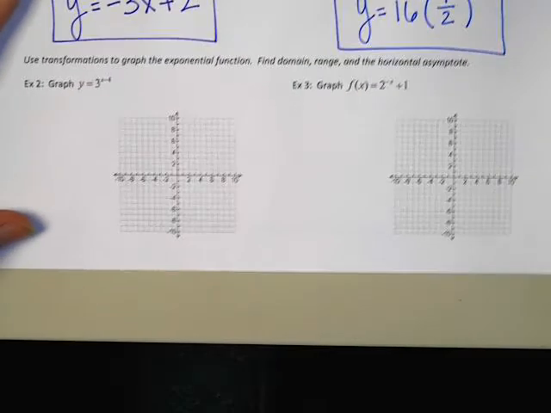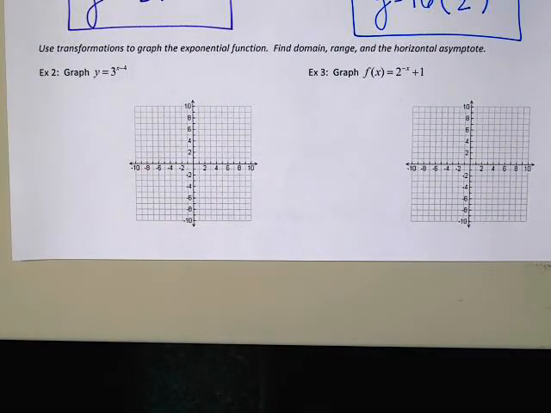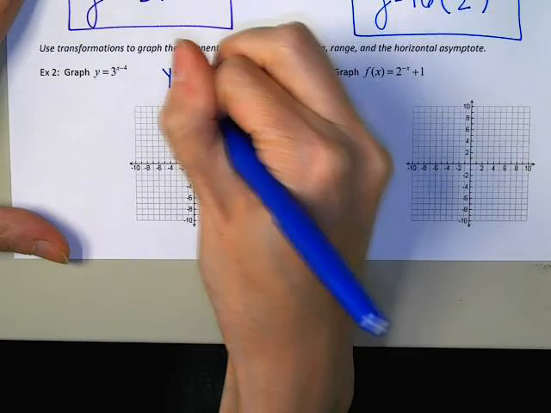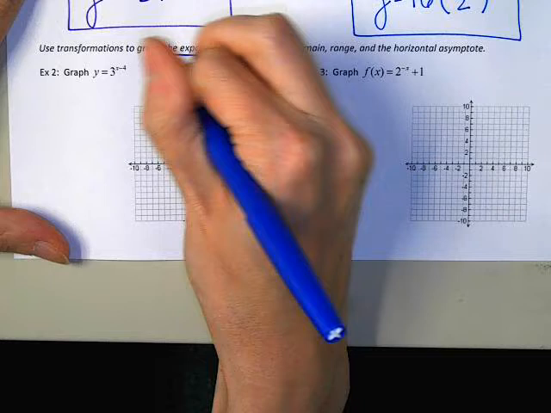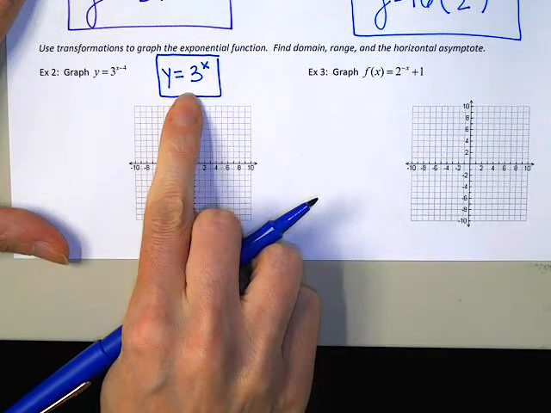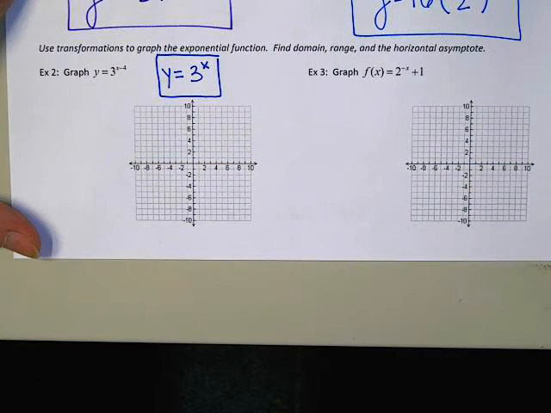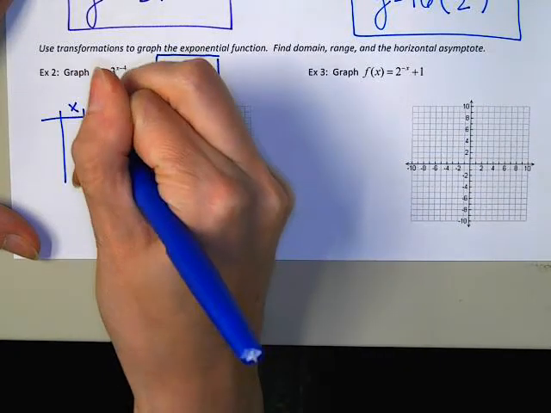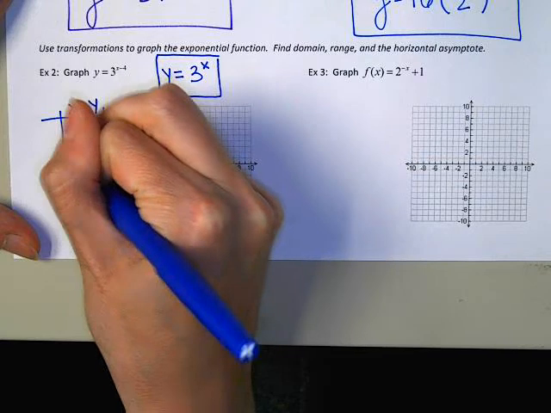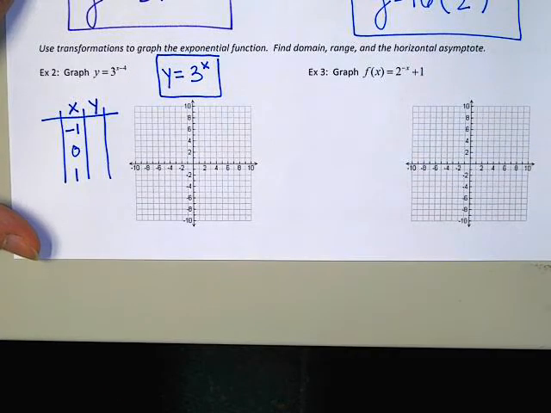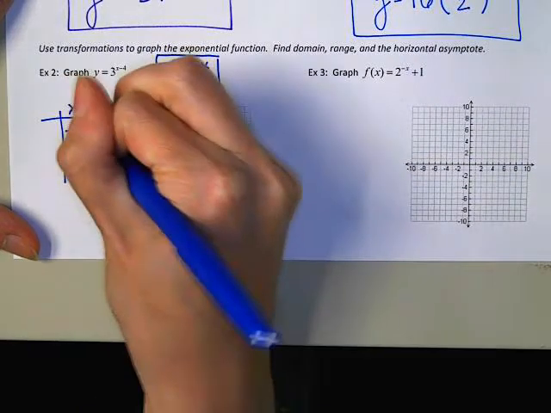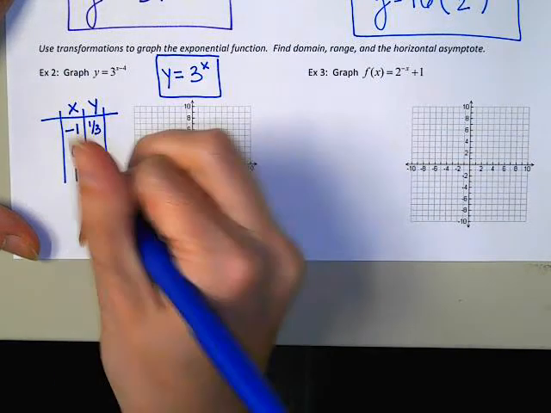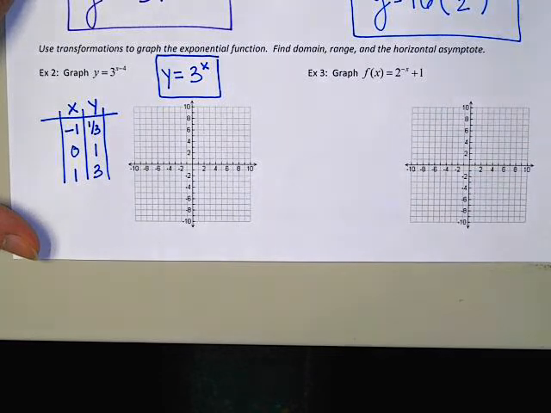Okay, on to graphs. So graphing exponential growth and decay. For these, I like to find the parent function first. So without the transformation, do you guys agree this would be y equals 3 to the x power? And then we'll just deal with the transformation later. Okay, so let's make our table of x and y's. I'm just going to use negative 1, 0, and 1 today. So 3 to the negative 1 power is 1/3. 3 to the 0 power is 1. And 3 to the 1 power is 3. Okay, so that's our parent function.